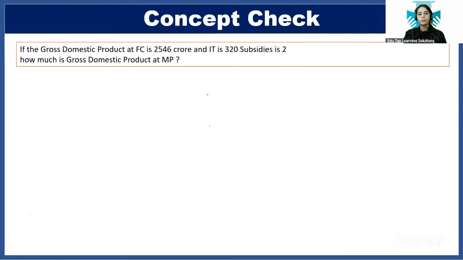If the gross domestic product at factor cost is 2546, you have to calculate the GDP at market price. So from factor cost to market price, GDP is the same. What do you have to do? Add the indirect taxes because you are going from the factory to the market. In the market, the indirect taxes are added. You have to pay the GST on all the goods that you are buying from the market.